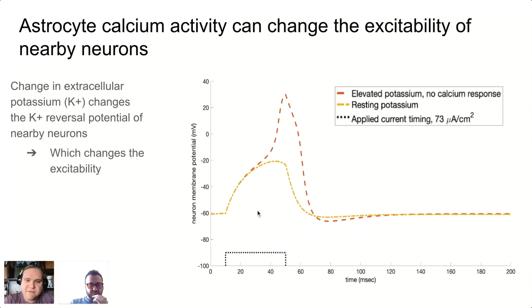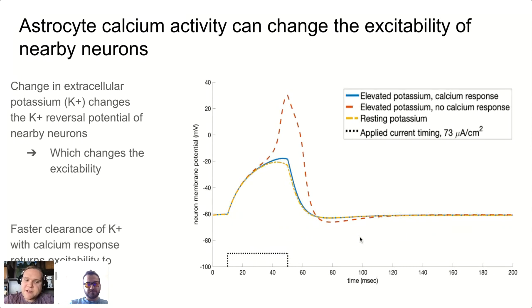So here I have two standard Morris-Lecar neurons. One of them is exposed to resting potassium levels. The other is exposed to this elevated potassium without the calcium response at that particular time in the transient. And if I apply the same short step current, the neuron that's exposed to elevated potassium is going to spike, and the one that's exposed to resting potassium levels is not going to spike. And that faster clearance of potassium with the calcium response is going to return this excitability back to baseline levels.